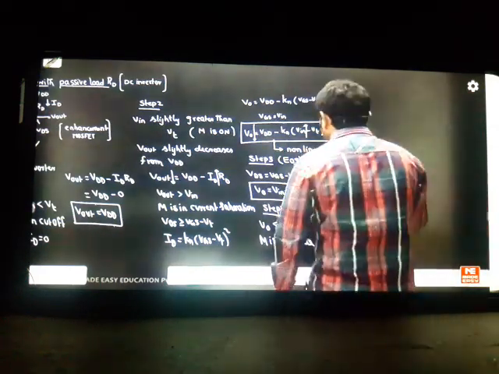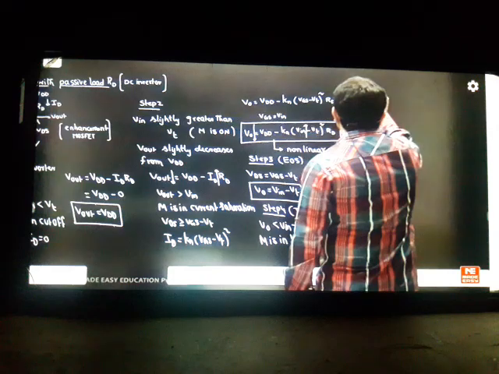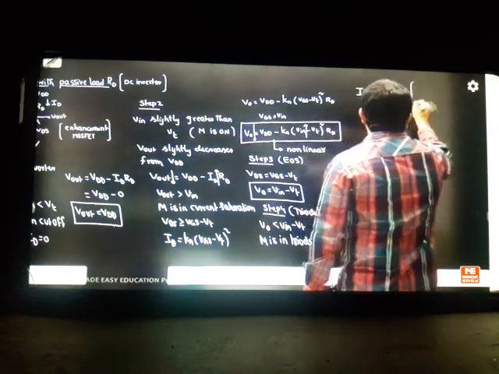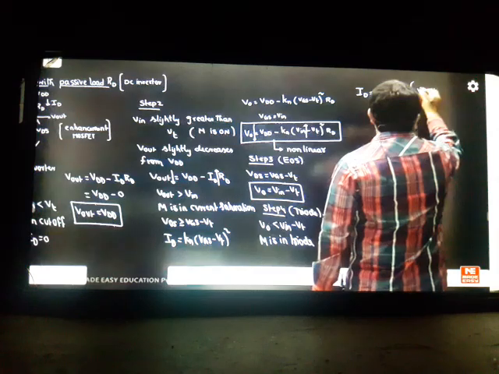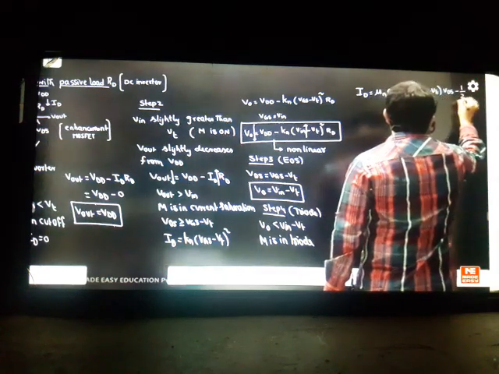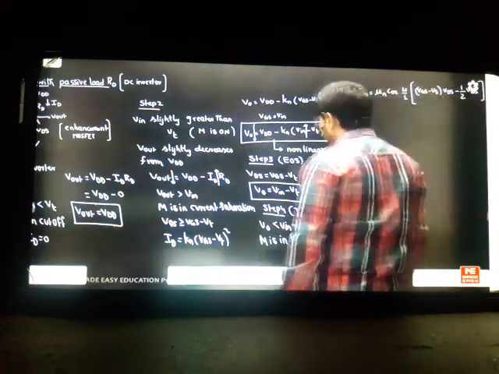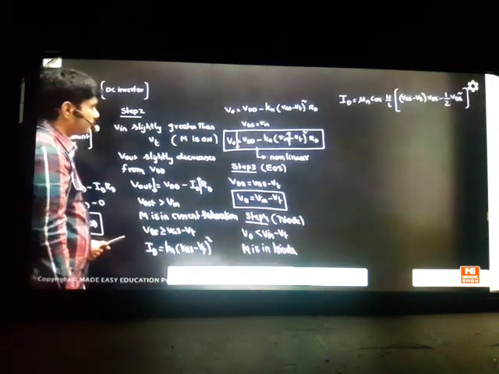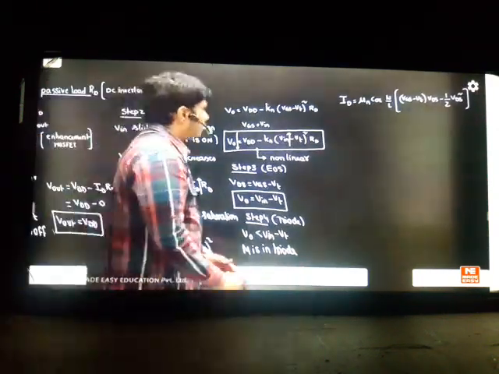So you can write here, the triode equation: ID is equal to mu n Cox W by L into (VGS minus VD) into VDS minus half into VDS square. This is your triode equation in the class. This is your triode region equation. This is your triode region.